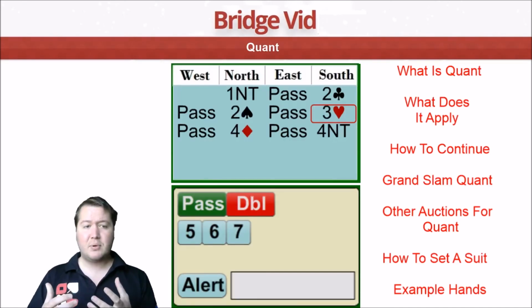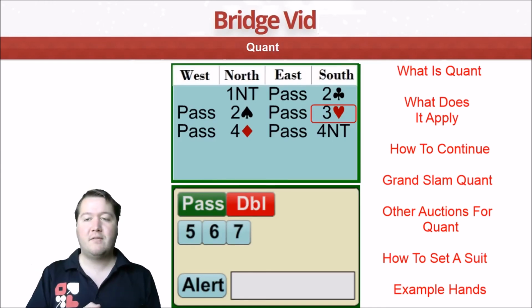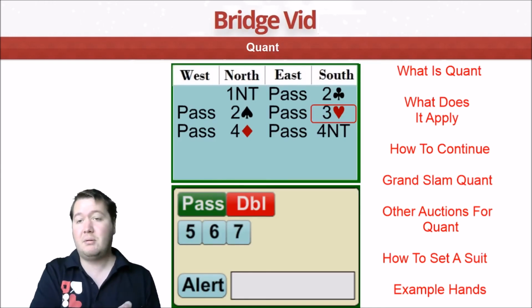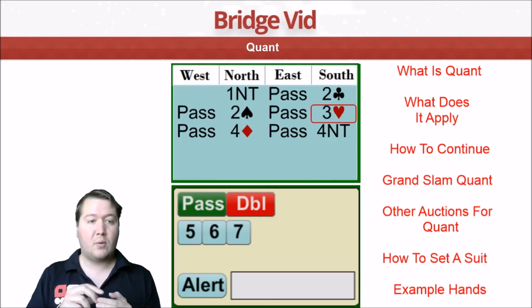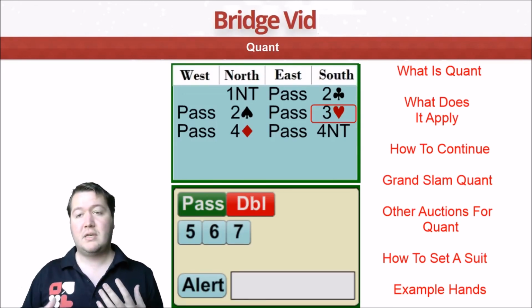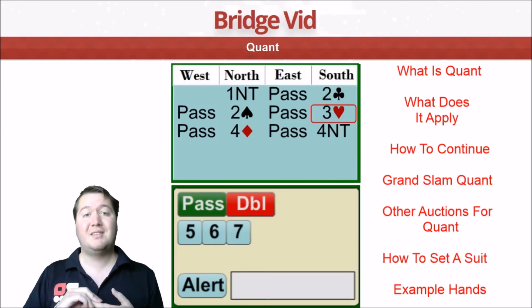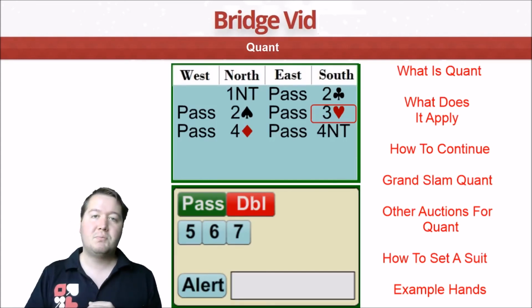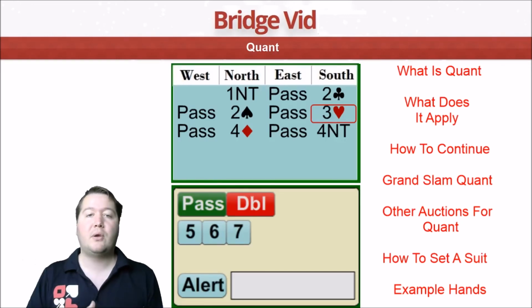Saw those example hands. Today I covered what is Quant, how it's just this natural invite to slam. When does it apply? Typically after partner's shown a balanced hand, like 1 no, 4 no, 2 no, 4 no, those sorts of auctions. You can also use it in different auctions where you know you don't have a fit or chose to turn down setting a suit. Those ones it's important to discuss with your partner. How do we set the suit? Do we play Quant over that?